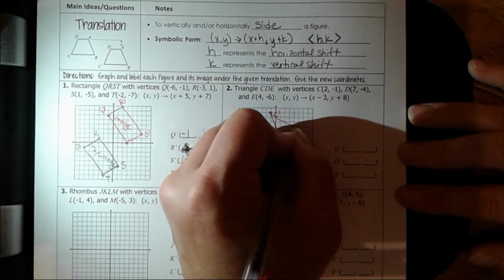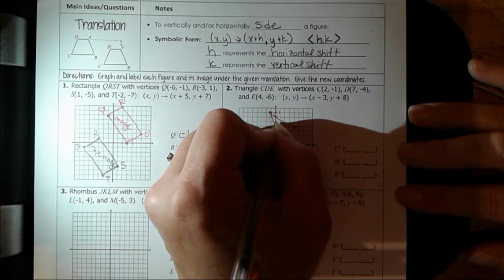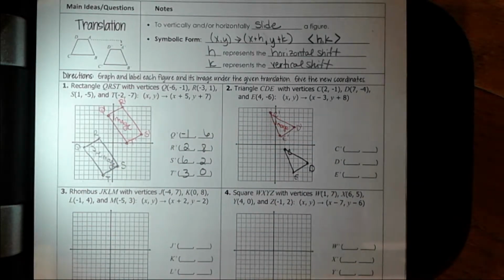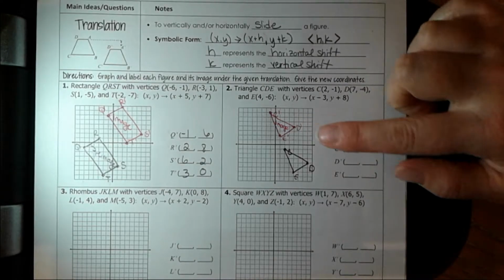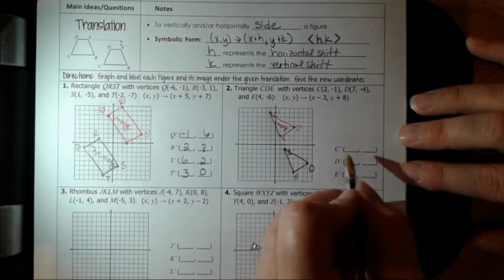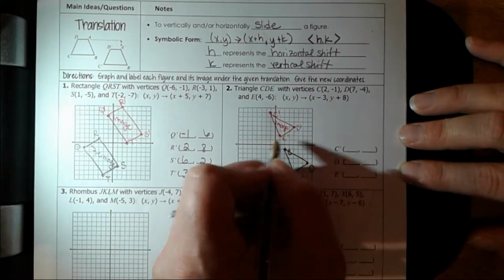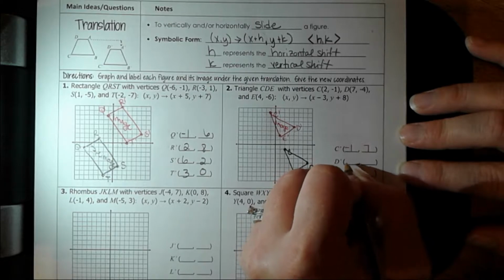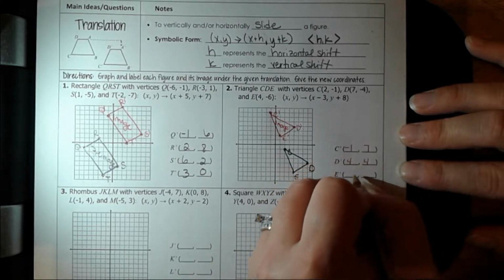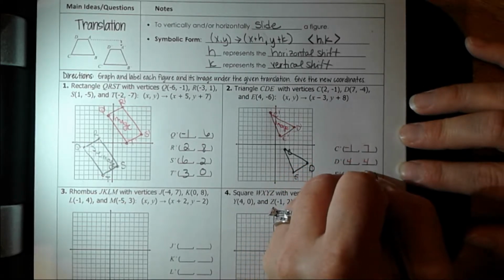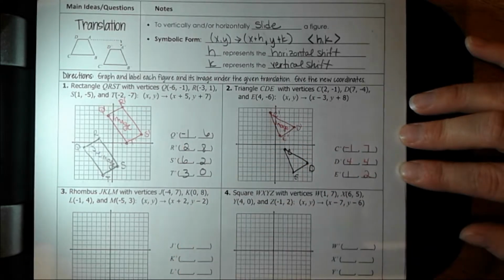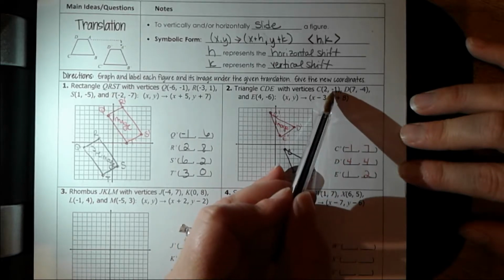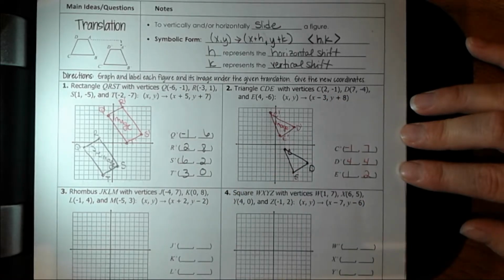So then we just connect our points. And you can see we didn't change the shape of it, we didn't change the orientation of it, all we did was shift it from one spot to the other. So here's our image, there's our pre-image, and then we can fill in these points. So C prime is now at negative 1, 7, D prime is at 4, 4, and E prime is at 1, 2. And count each one of those. Or if you look, here's our numbers. We could have just said 2 minus 1 is negative 1, and negative 1 plus 8 is 7. So you can do it either way.